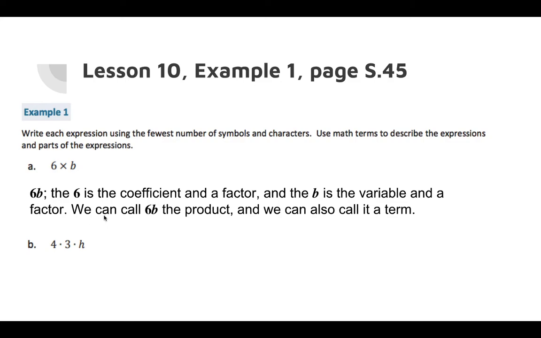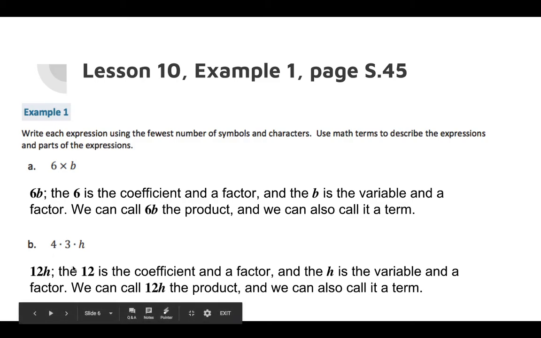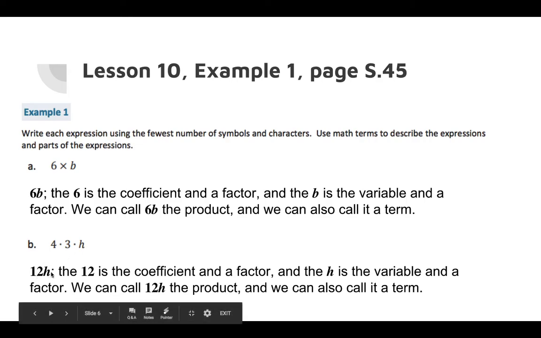So here's your example, letter B: 4 times 3 times h. Pause this video. See if you can answer this on your own, and then start it again to see if you have the correct answer. So, I'm hoping that you're saying, hey, look, 4 times 3, that's 12. So 12h would be your answer, because remember, you want to use the fewest number of symbols and characters. So you're going to multiply 4 times 3, 12h.